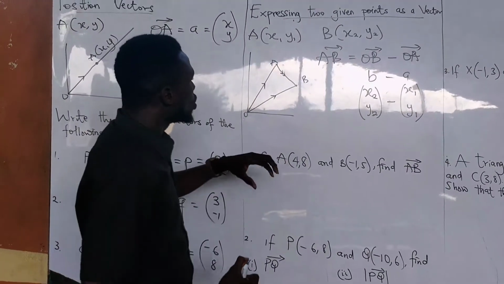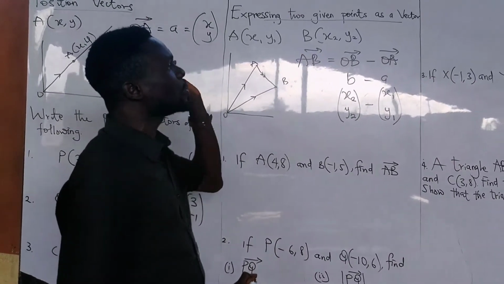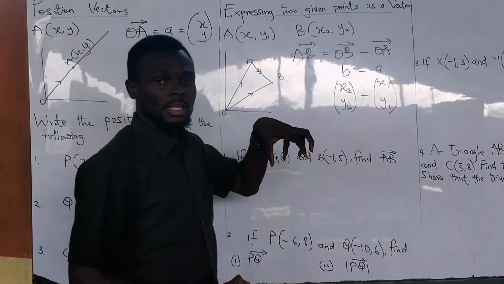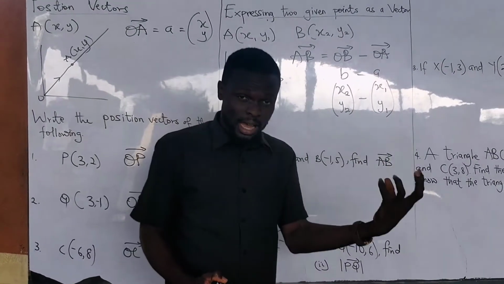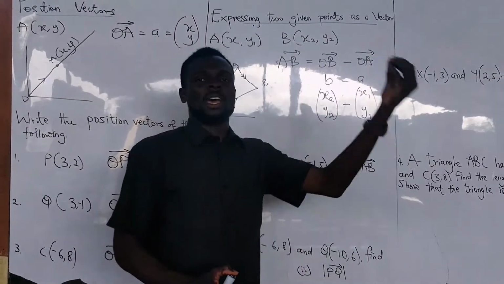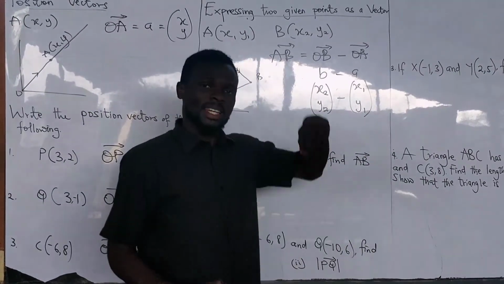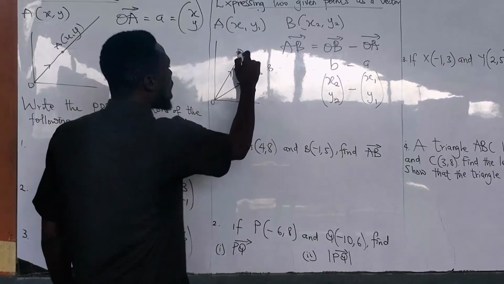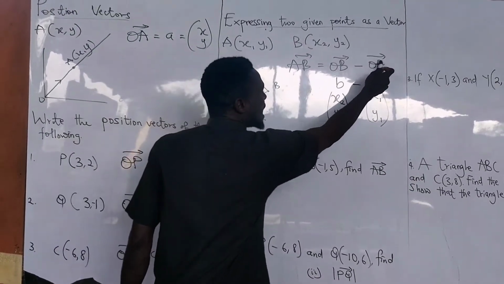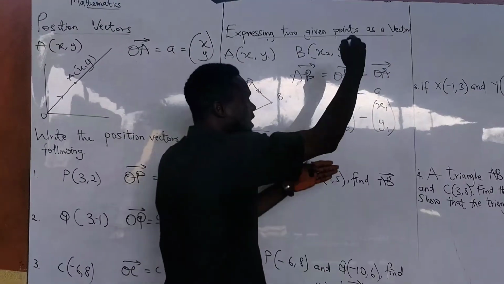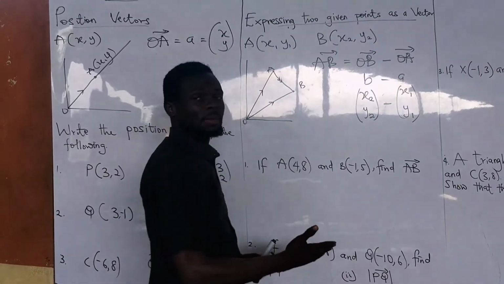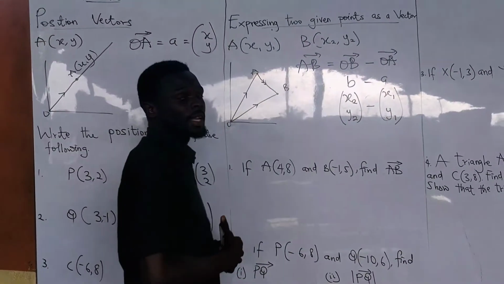And this will be like subtraction of vectors, which has already been treated in our previous video. So with the expression of 2 given points as a vector, look at the given point and look at the given vector. Subtract the first point from the second point. OA is just like writing the letter A and writing the point in a vertical way. Then OB is the same thing. Then you do your subtraction of the values.